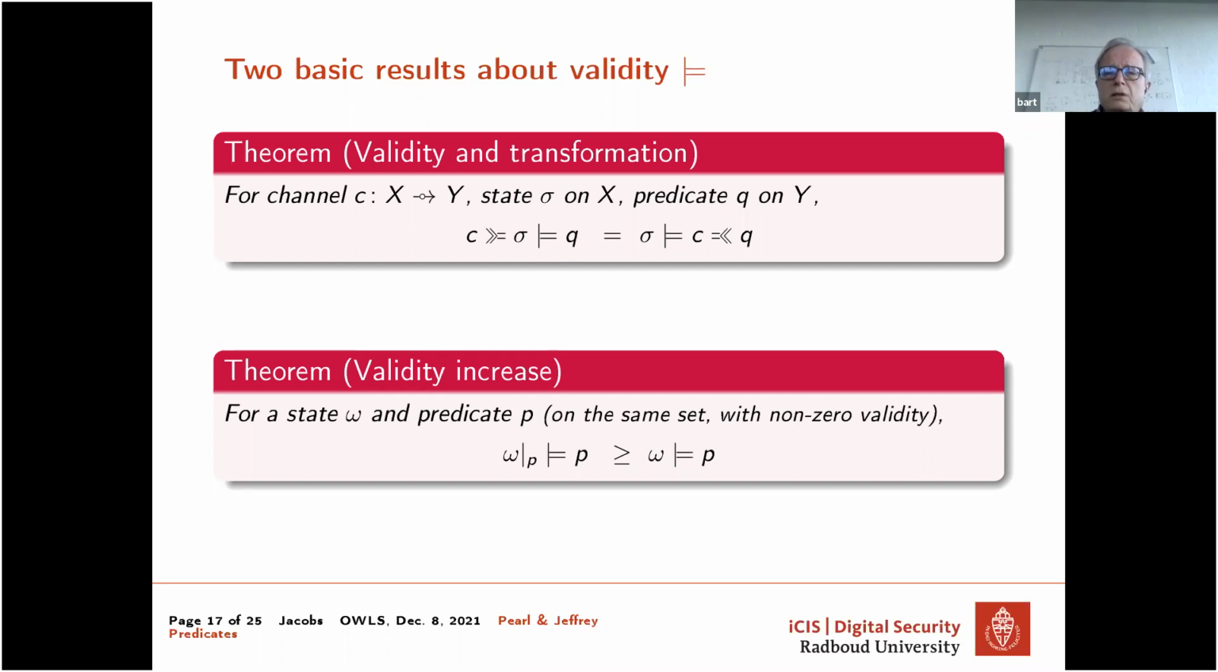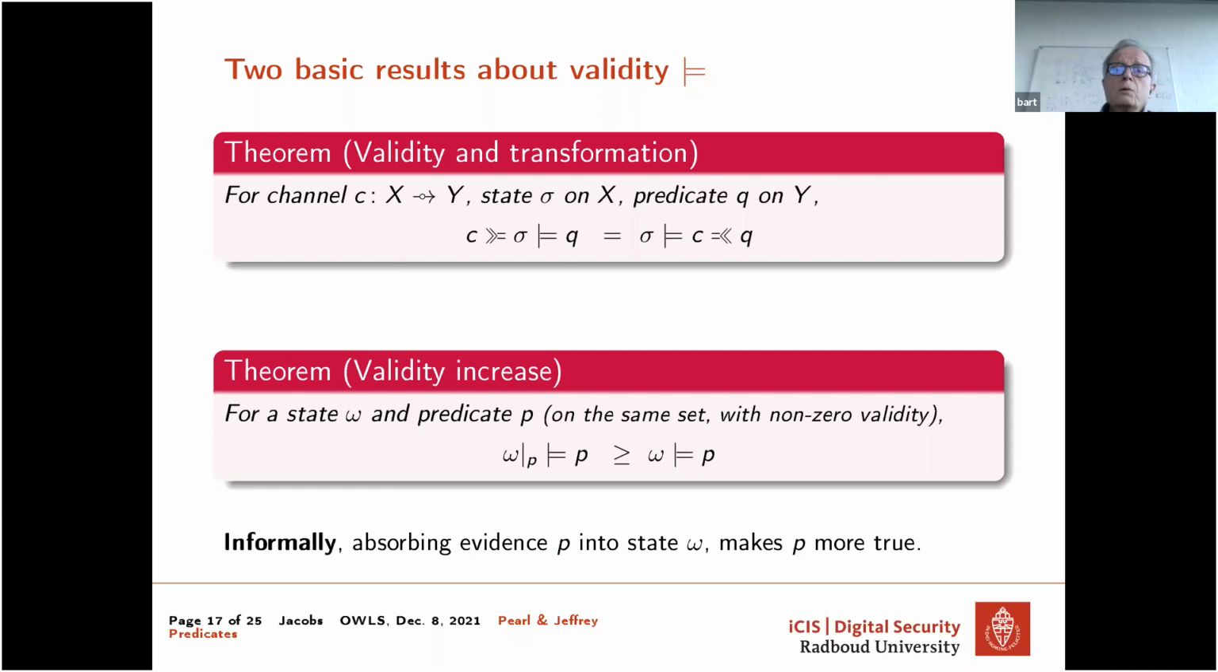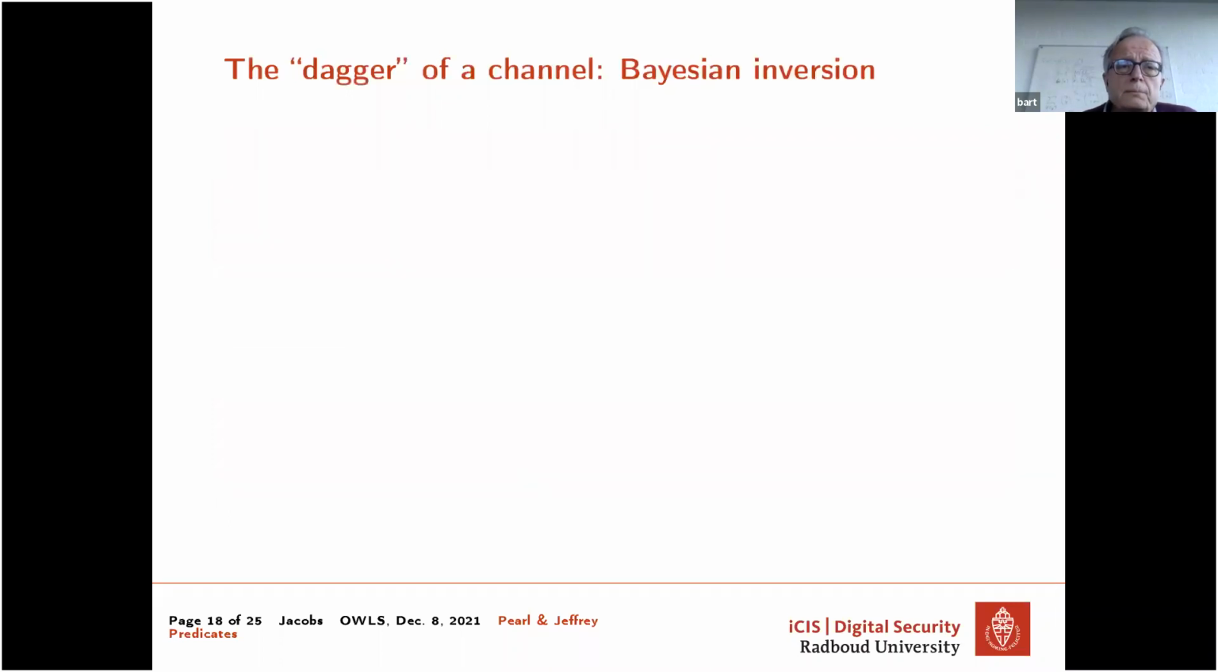The state is left implicit. So here you explicitly compare expected values in two different states, and you need to have a notation with these states explicit to be able to see these kind of very, very basic fundamental things. And so absorbing evidence P into your state makes P, the predicate P, more true. And this is a very intuitive fact that's of course at the basis of probabilistic learning, but again, not explicit.